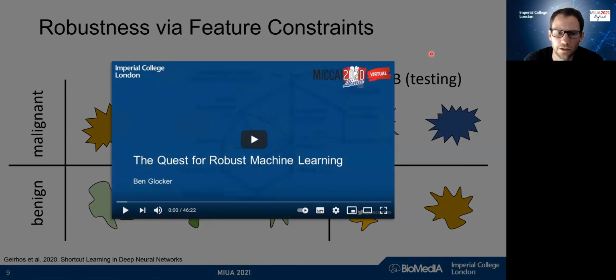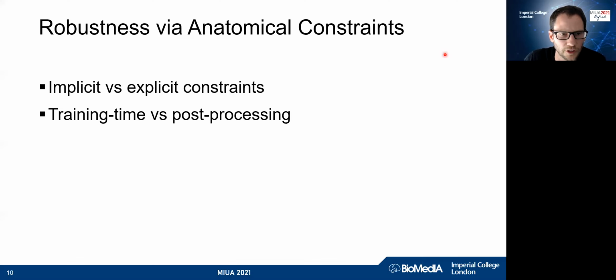So there's domain adaptation, domain generalization, adversarial training. And I talked about this a little bit more in a presentation at MIUA last year. So if you're interested in the type of works and solutions or ideas one can use to tackle this problem, please check this out.